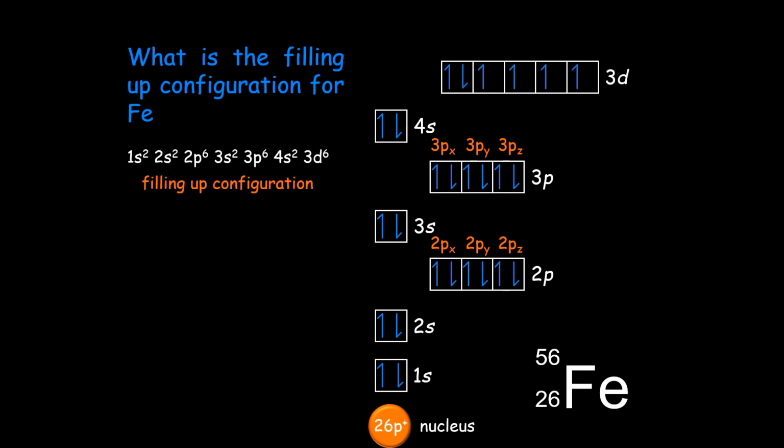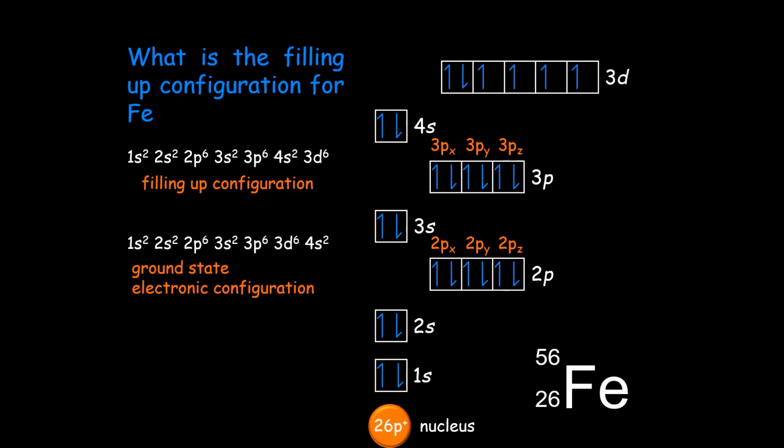So remember, that's the filling up configuration. Then to make it into electronic configuration, you swap around the 4s2 and the 3d6. Because remember, the 4s2 is now higher in energy than the 3d. And whenever these atoms are ionized, the electrons will first be removed from the 4s, not the 3d.